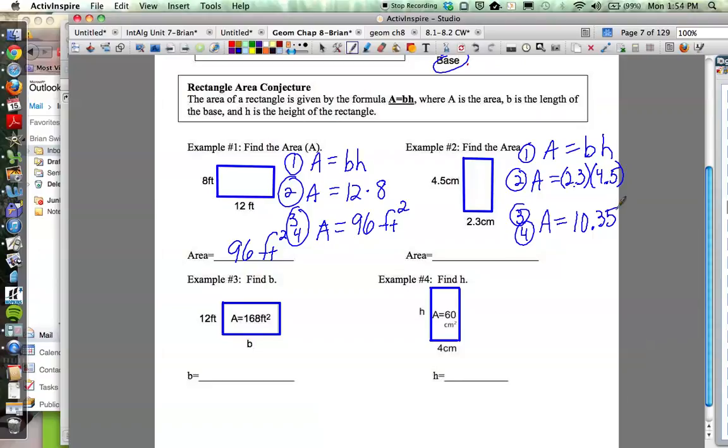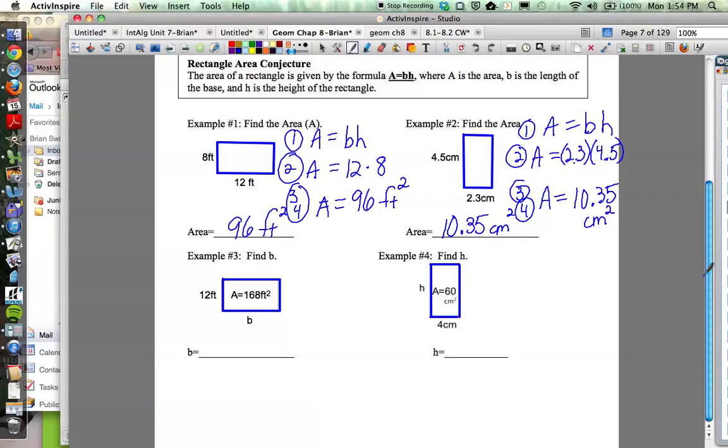And again, since this is an area, we need the area unit. So that would be square centimeters this time: 2.3 centimeters times 4.5 centimeters. Centimeters times centimeters would give you square centimeters. So 10.35 square centimeters is our answer.